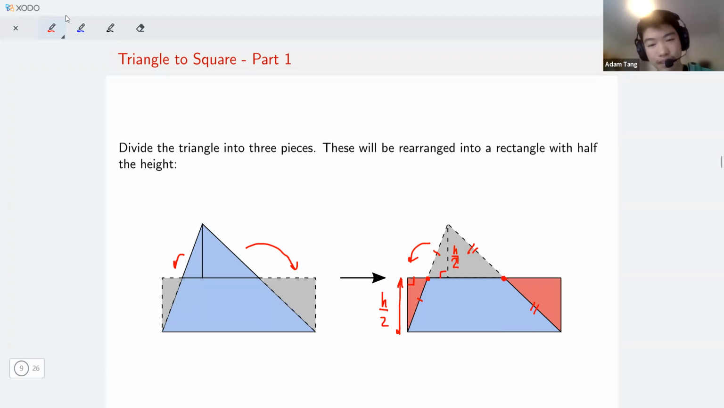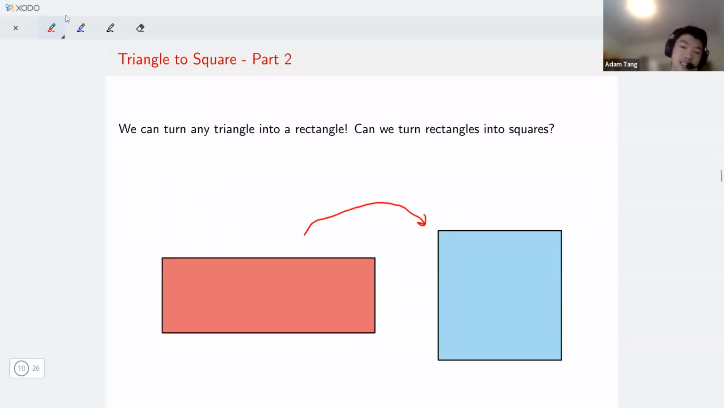A square is a type of rectangle, but that doesn't mean we can always turn a rectangle into a square. So is it possible to turn any rectangle into a square of the same area? Because it's not immediately obvious.